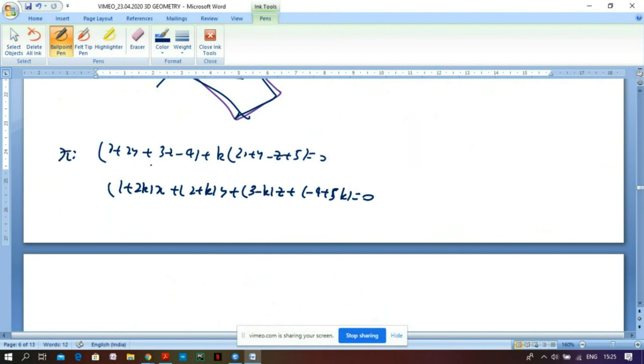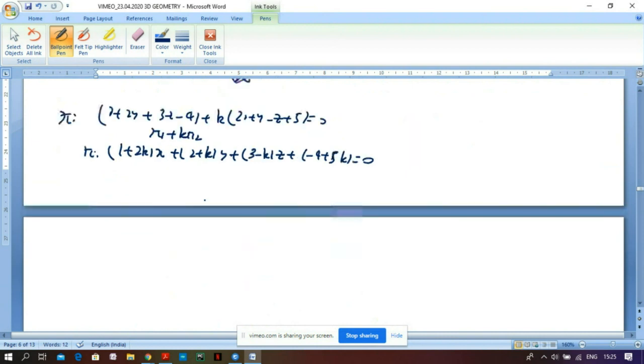This is my pi, which was obtained by pi1 plus k pi2. So those two planes have served us. They have served their purpose. They are gone now. So this is my new plane, which indeed passes through the intersection of these two planes, meaning that it contains the line of intersection.